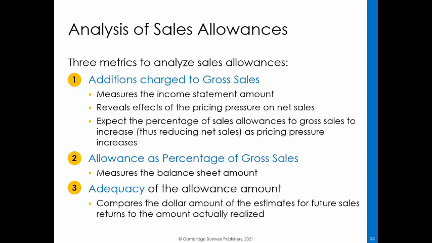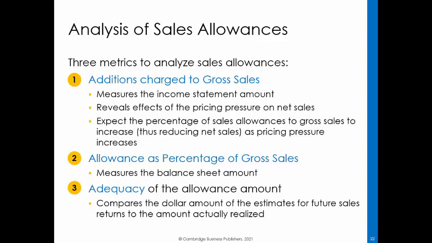Last, the adequacy of the allowance account analysis compares the dollar amount that is estimated for future sales returns with the actual amount realized during the year. If the company estimates are 100% accurate, the two amounts will be roughly the same, with some variance due to sales and returns that cross a fiscal year end.